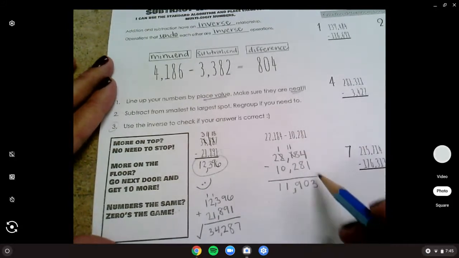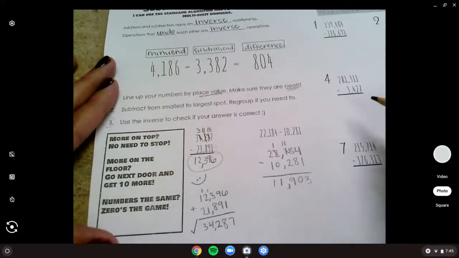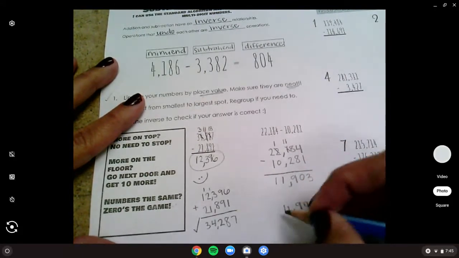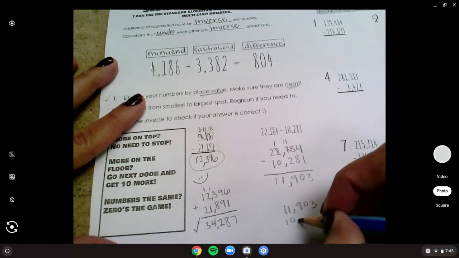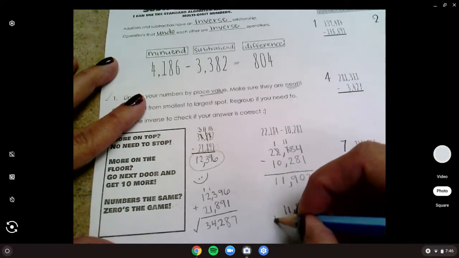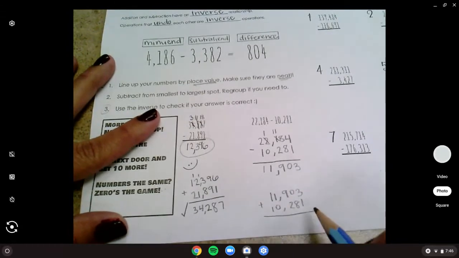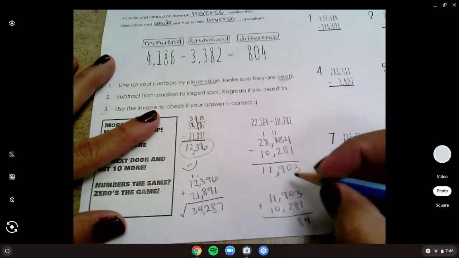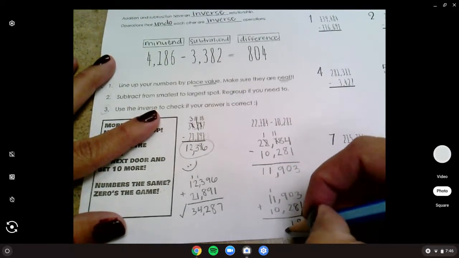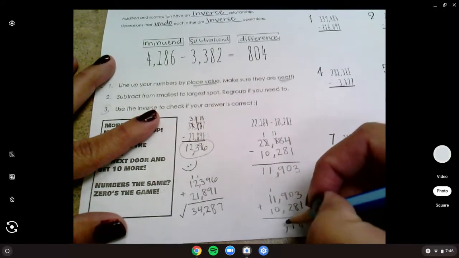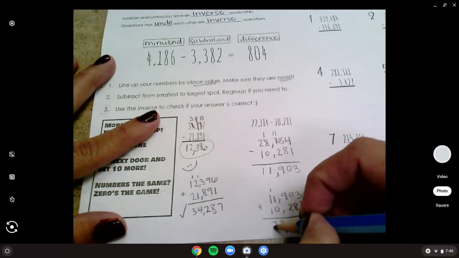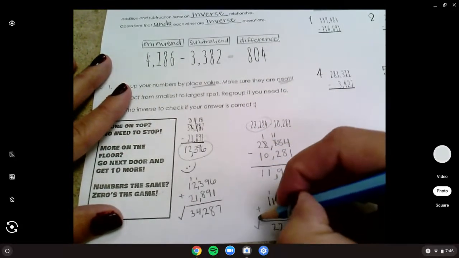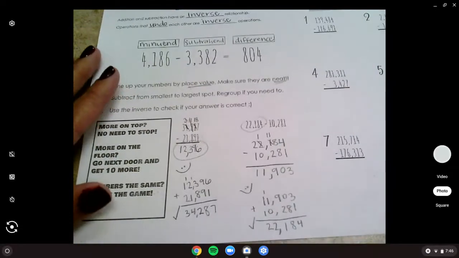So I think my difference is 11,903. But I'm going to take my difference and my subtrahend, 10,281, and I'm going to add them up just to make sure that I get my minuend. 3 plus 1 is 4. 0 plus 8 is 8. 9 plus 2 is 11. 1, 1, and 0 is 2. And 1 plus 1 is 2. Did I get my same as my minuend? Sure did. Check and a smiley face.